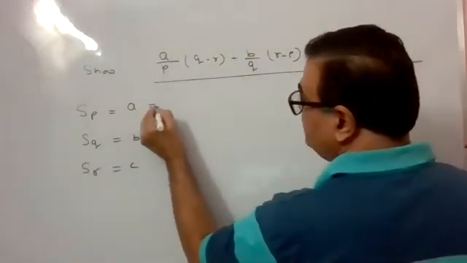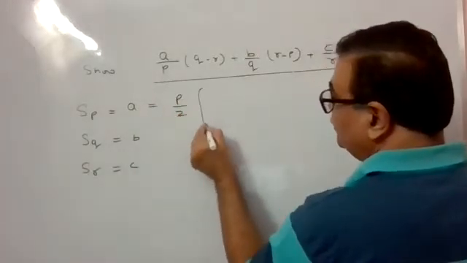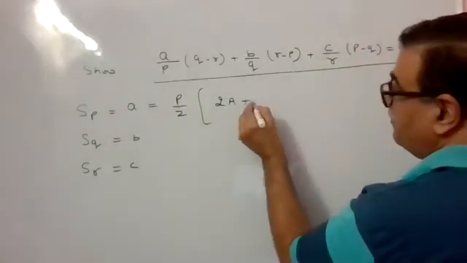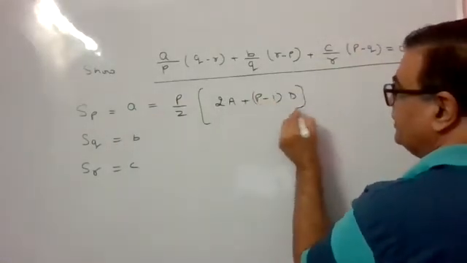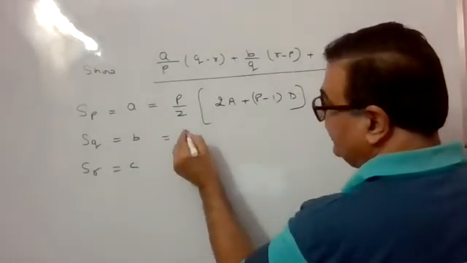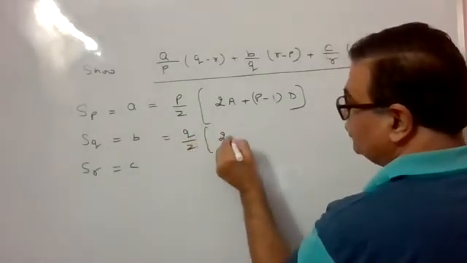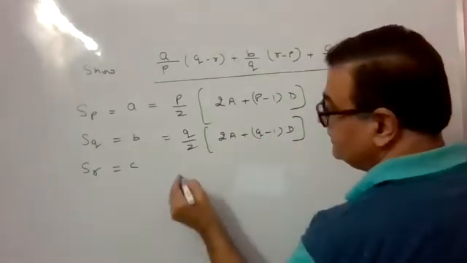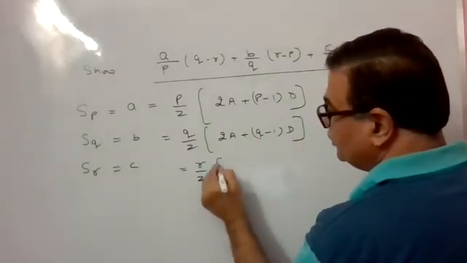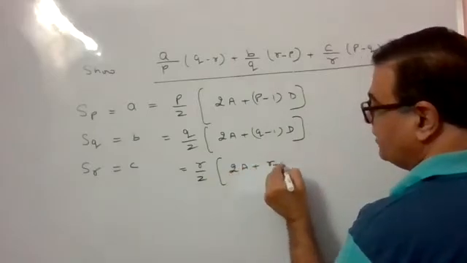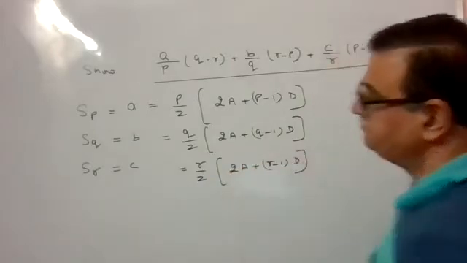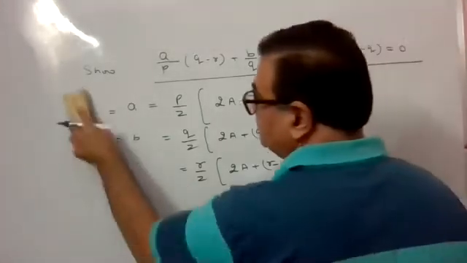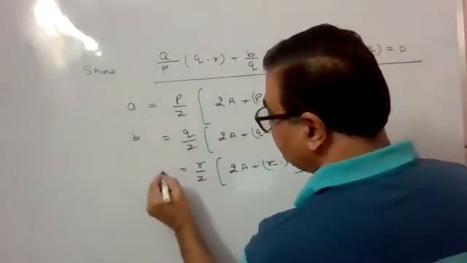So what will this come? p by 2, 2 capital A, because a is already used, plus p minus 1 into capital D, I'll write. Similarly q by 2 into 2A plus q minus 1 into D, and the same way r by 2 into 2A plus r minus 1 into D. So I have 3 equations now. This is a, this is b, and this is c.